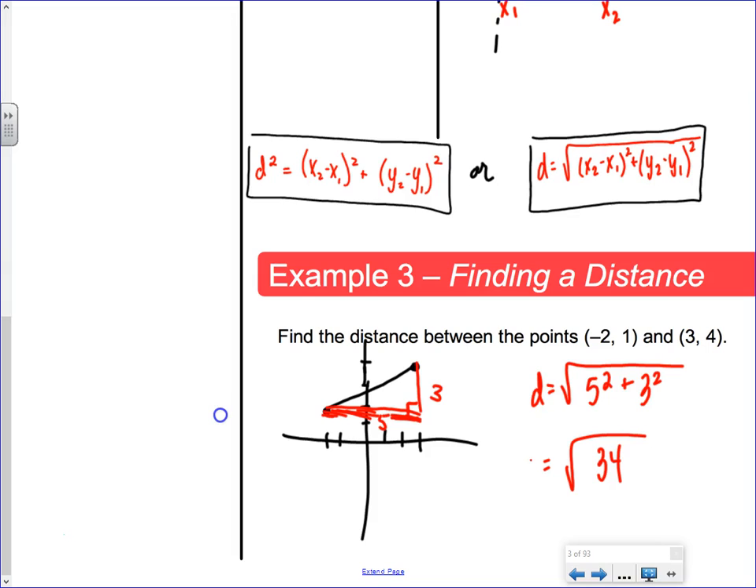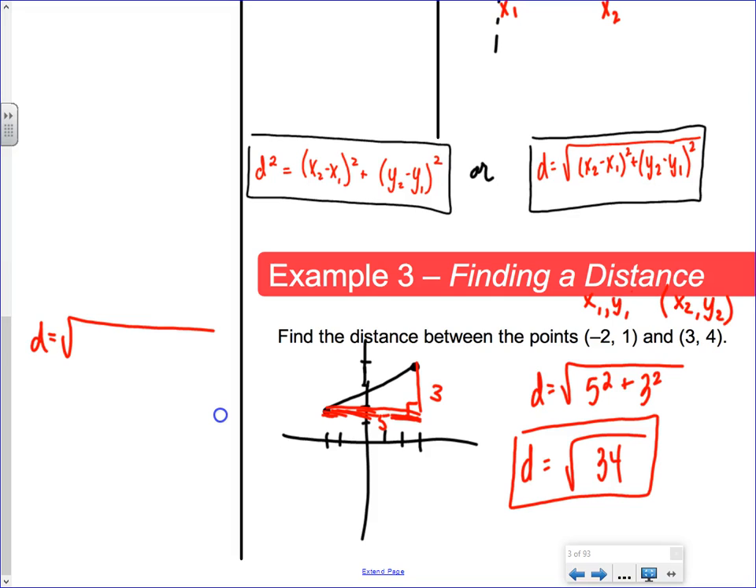Now, if you just plugged into the formula, should you have gotten the exact same thing? Yes. 25 and 9? 34, right? Because if you had plugged into the formula, some of you actually might still do this from Algebra 1. Label it, that's x1, y1, this is x2, y2. Either way, you would have had 3 minus a negative 2. Some of you would have just changed that to positive. And 4 minus 1. You would have had some more math to work out. You would have gotten to the exact same thing.